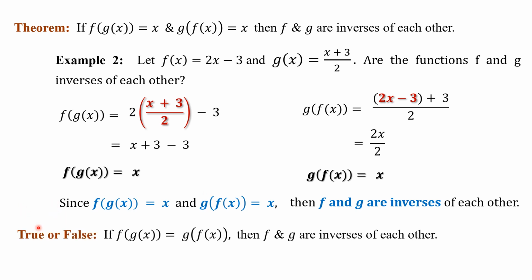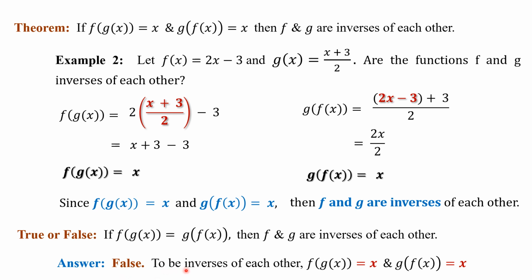So there's another question. If f of g is equal to g of f, then f and g are inverses of each other. The answer to this statement is false. Because to be inverses of each other, as we said in this theorem, f of g must be equal to x and g of f must be equal to x. It doesn't mean that if they are equal, they are always equal to x. So the answer here is false.